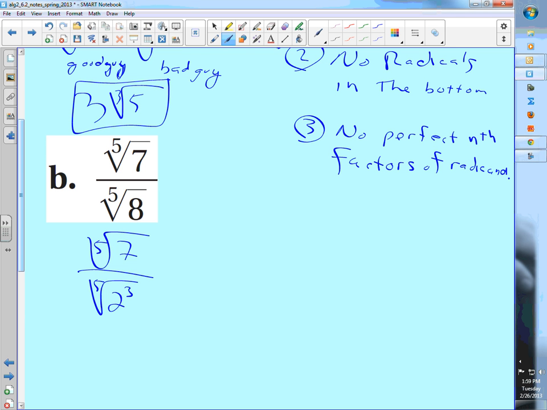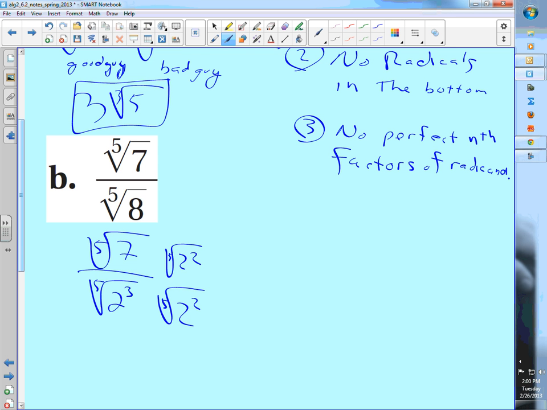2 to the fifth. So we need, well, I don't care what the number is. What am I going to have to multiply this by? 4. Not 2 to the fifth, 2 squared. 2 to the second. So you want to do the fifth root of 2 to the second.